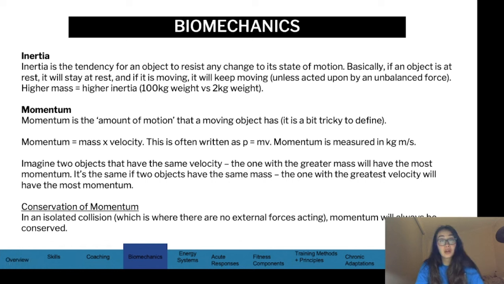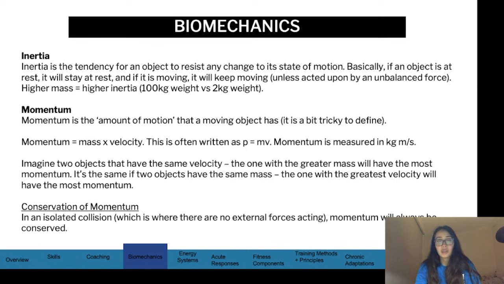Momentum is the amount of motion that a moving object has, and it's quite tricky to define. Using this definition is fine. You do have to know this formula though: momentum is equal to mass times velocity, and this is written as P equals M times V. Recall that velocity is displacement over time, whereas speed is distance over time. Momentum is measured in kilograms meter per second.